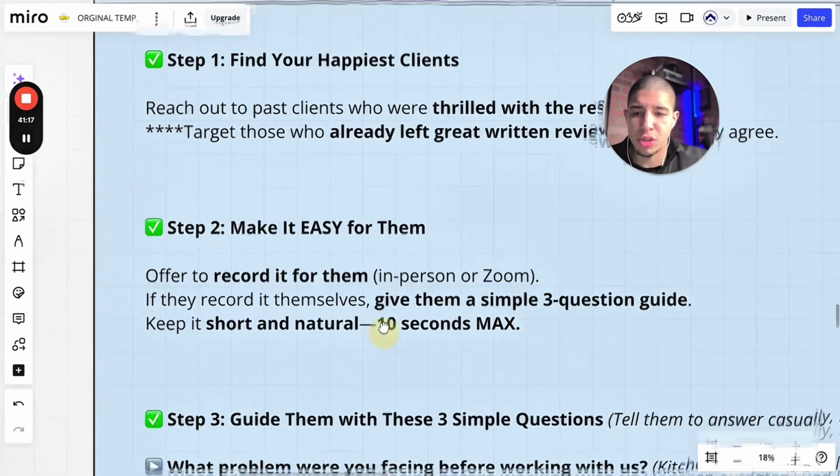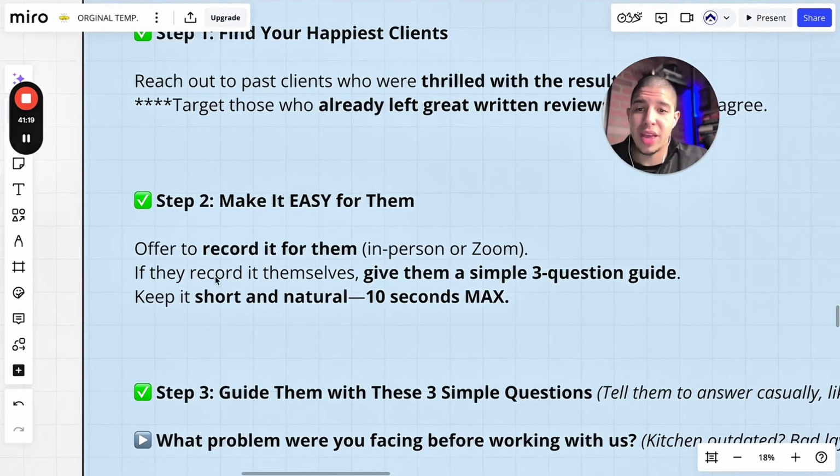Step 2, make it easy for them, or on Zoom. Very smart. If they record it for themselves, give them a simple 3-question guide, the one that I actually showed you guys above, and keep it short and natural, 10 seconds max.